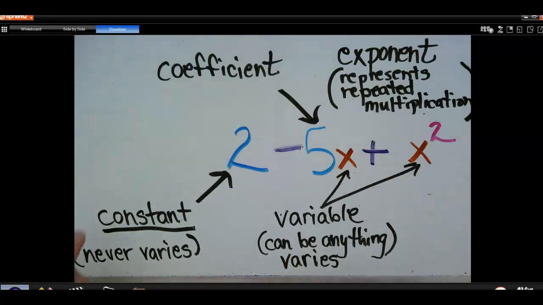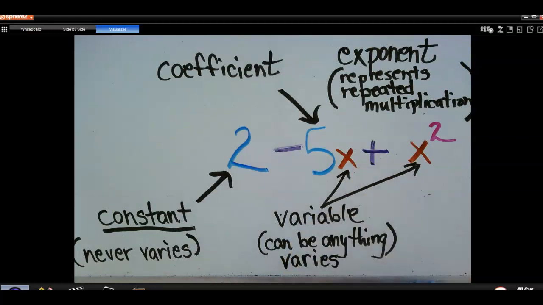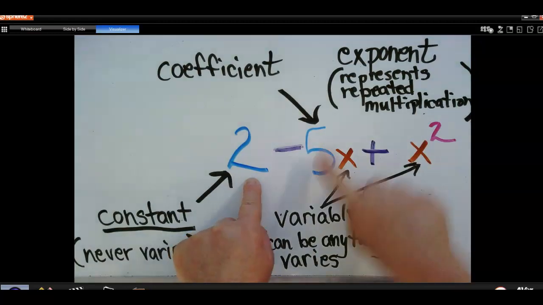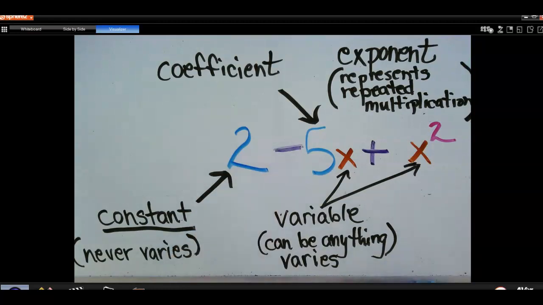So on the other side of that coin is a constant. A constant is just a number. If you think about it, it makes logical sense. A variable can vary. It can be anything. A constant, this is always going to be 2. No matter what happens to the rest of this expression, this is always going to represent 2. So it's constant.